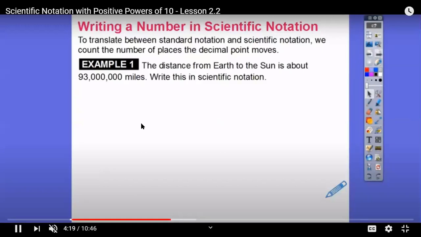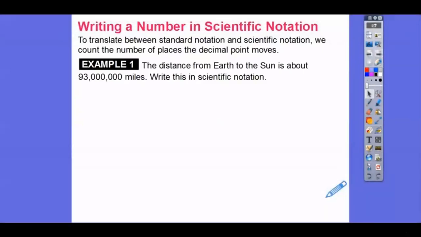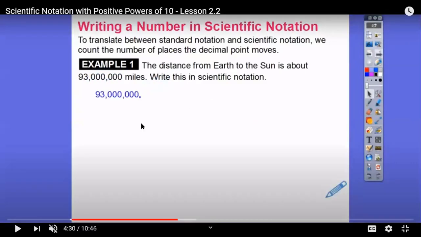The distance from Earth to the Sun is about 93 million miles. Write this number in scientific notation. We will use the same way. I'm going to ask you the same question. Can you see any decimal point in this question? No, we can't see any decimal point. So we will imagine that we are going to put a dot at the beginning of the number.